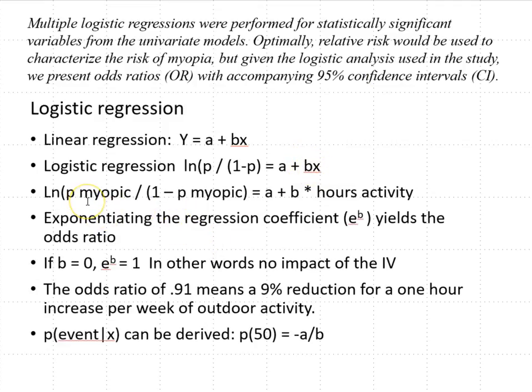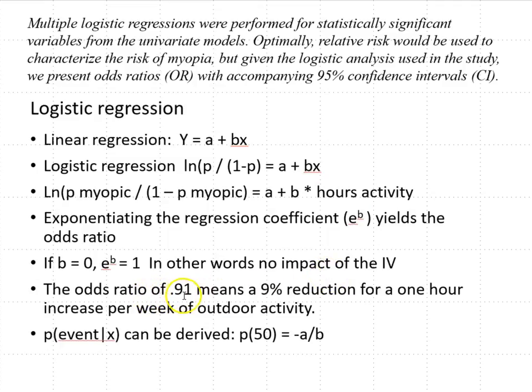In the case of our myopia, we have the natural log of the probability of being myopic over 1 minus the probability of being myopic equals a plus b times hours of activity. And if we exponentiate this b coefficient, take e to the b, it yields the odds ratio. And again, if b equals 0, if this coefficient is 0, then exponentiated equals 1. In other words, the odds ratio is 1, and that means that hours of activity have no effect.